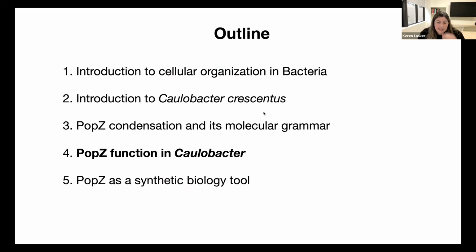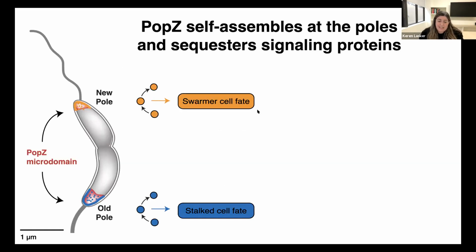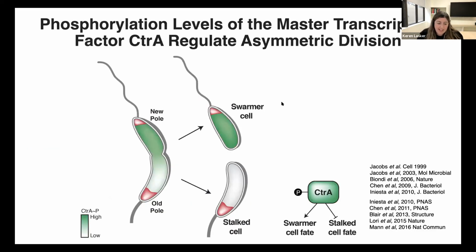Okay. So now I'm going to give you a little bit more information about what POPSI is actually doing in Caulobacter. And for that, we actually have to go back to this asymmetry story. If you remember, I told you that the beautiful reason that POPSI maintains this asymmetry is that POPSI allow for sequestration of antagonistic signaling proteins to the two poles of the cell. But now let's go a little bit deeper in mechanism.